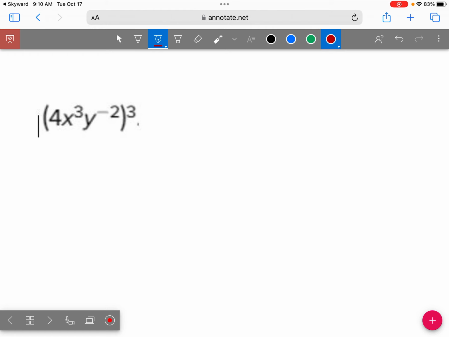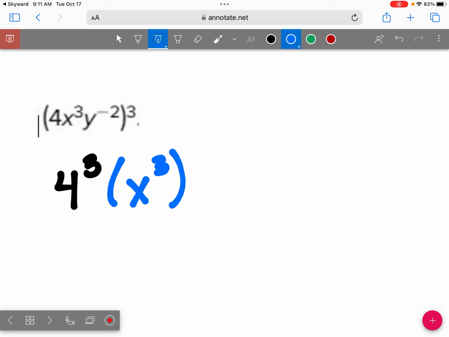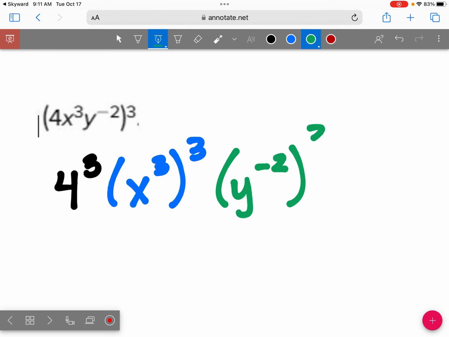So you're taking everything to the power of 3. So that would be 4 to the power of 3, x cubed to the power of 3, y to the negative 2 to the power of 3. Take a minute and get your 3 answers. So the main thing to keep in mind is that 4 to the third is not 4 times 3. 4 to the third is 4 times 4 times 4.